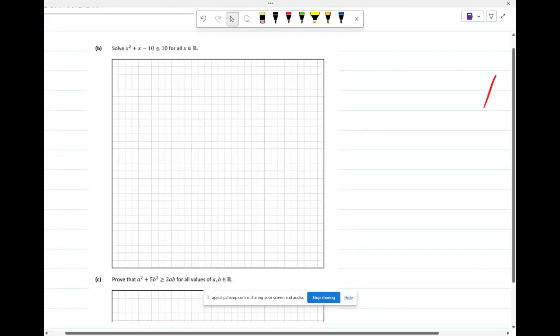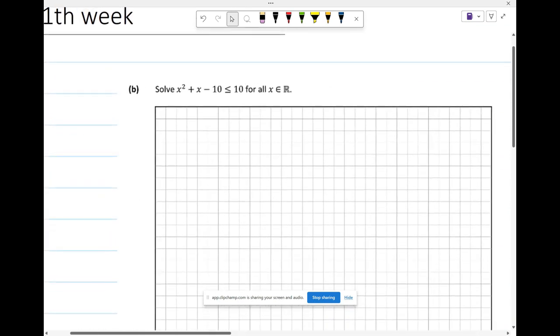Okay, so the next question says, solve x squared plus x minus 10 less than or equal to 10 for all x. So x can be any number. Okay, so this is very similar to the questions we've been doing before. We can see that we have x squared terms, x terms and constants, so that means we're dealing with a quadratic here. And our technique for dealing with quadratics is to get a 0 on one side, and then factorize the quadratic, solve for x, and then see what range of values we need.